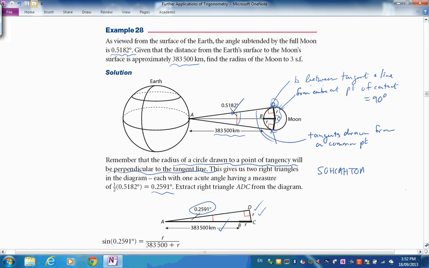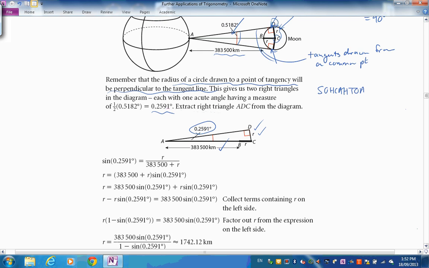Let's go down and use SOH CAH TOA here, because we've got an angle, look, opposite. Yep, we want the radius. We've got the hypotenuse, so let's go back up here. The sine is opposite over hypotenuse. So the sine of that little angle is r over, now, that was the distance to the Moon's surface, so the hypotenuse is actually 383,500 plus r. So that's a little bit of a trick there.